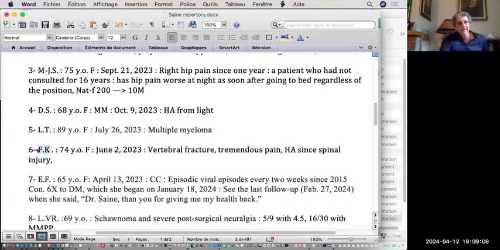FK. So that would be June 2nd, 2023. It's a vertebral fracture. She's the wife of my patient. She's not my patient, she's the wife of the patient. So I did the representation in this case.